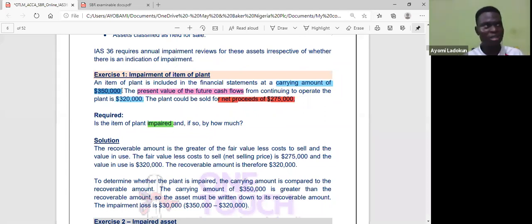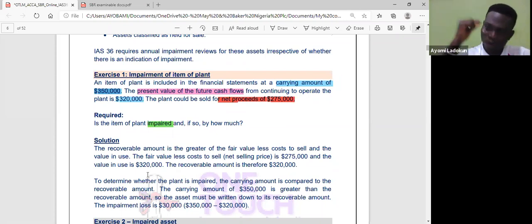So what this is telling me is, if I needed to sell this asset, I can only recover 320. So how come I am carrying it at 350? That means it has suffered an economic reduction of $30,000. So where do I take that $30,000 to? I take it to the profit or loss account. So that's the end of that question. It's as simple as that.